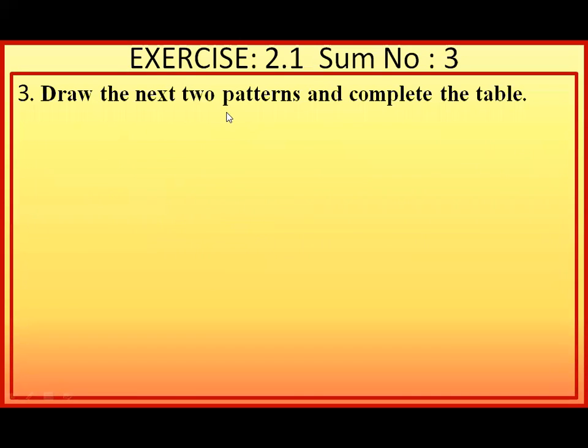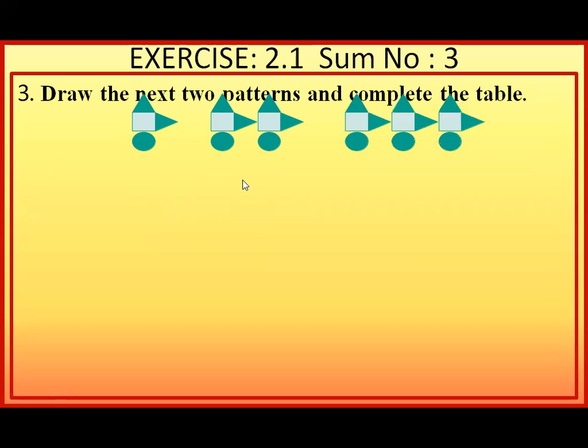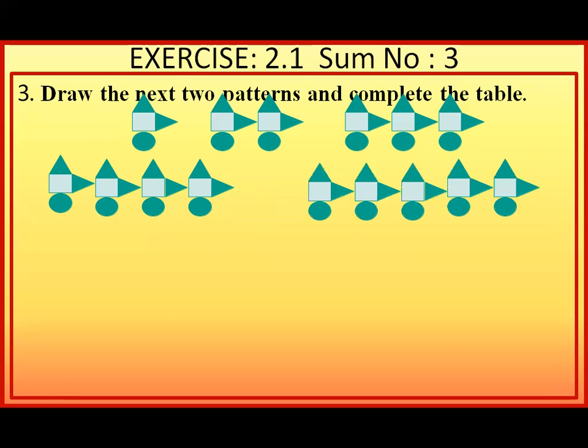Draw the next pattern and complete the table. Now this is the first pattern. The second pattern has 2. The third pattern has 3. So the next pattern is surely 4. And then it's going to be 5.